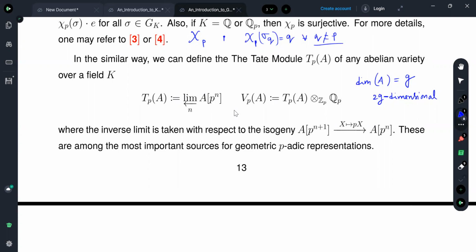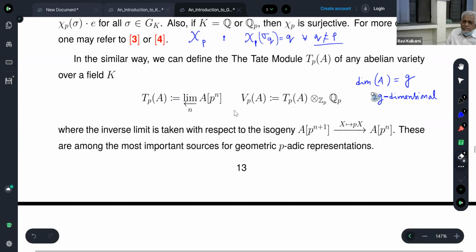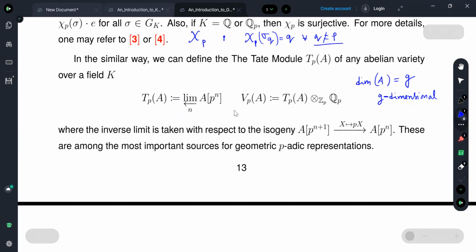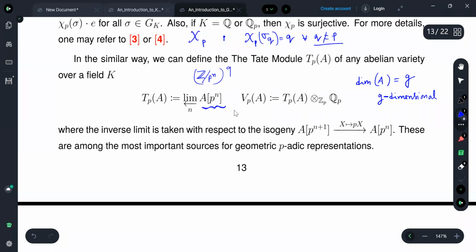Is it 2G or? It is, I guess, a module over this GP. Yeah, the Tate module is over GP because A[p^n] is a GP to the n module, right? The p^n torsion points can be thought of as a subgroup of GP to the n times G.